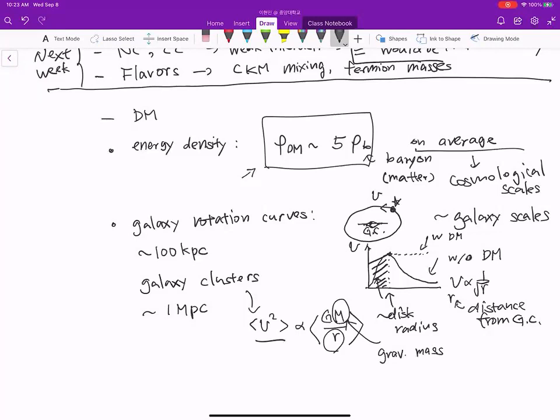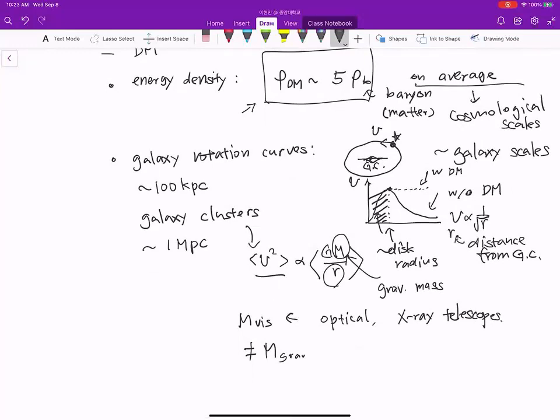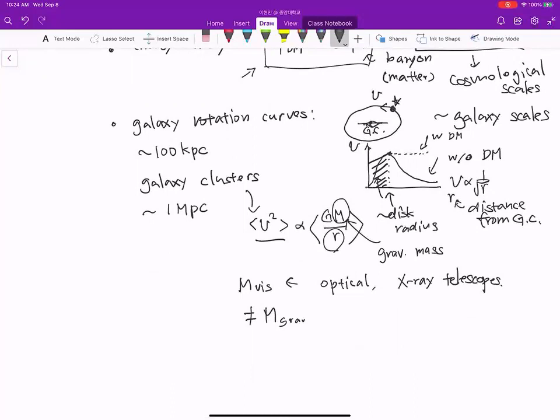And then the visible mass you can infer from optical or X-ray telescopes. But these do not match the gravitational mass inferred from the dispersion of the individual galaxies. Because of that, you can say there is strong evidence for dark matter in galaxies and galaxy clusters. And also cosmologically, dark matter is a necessary component.